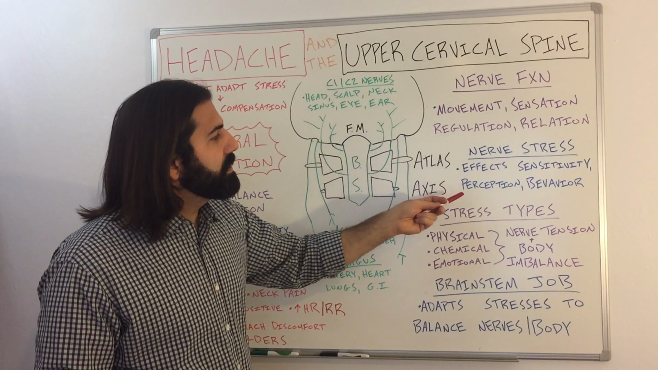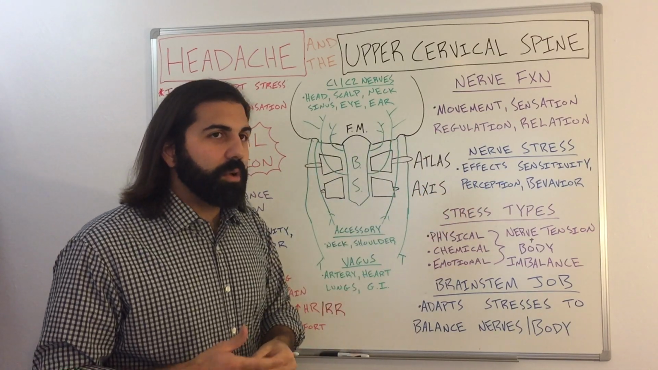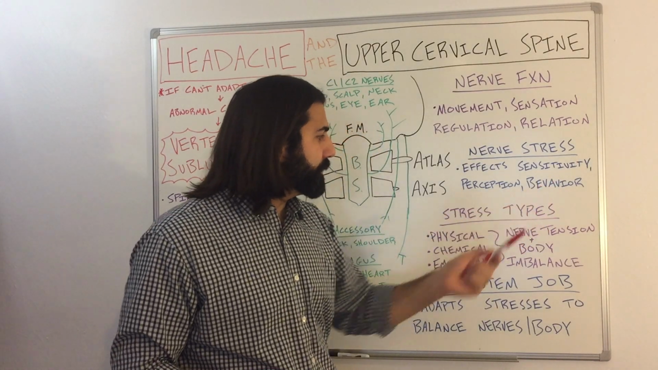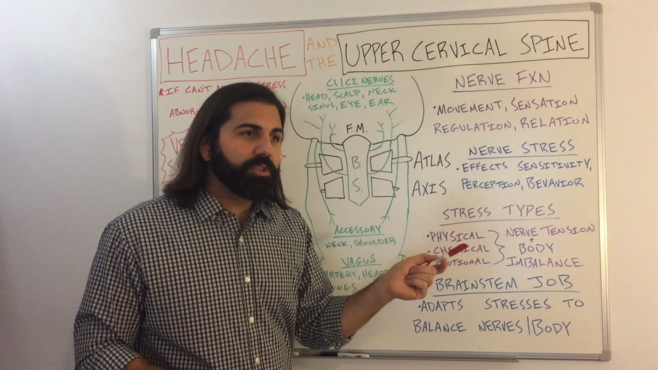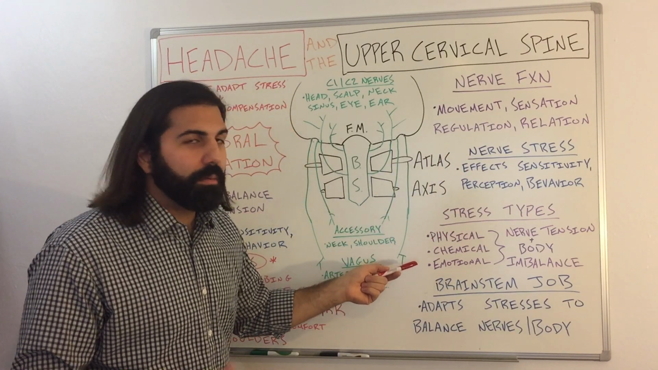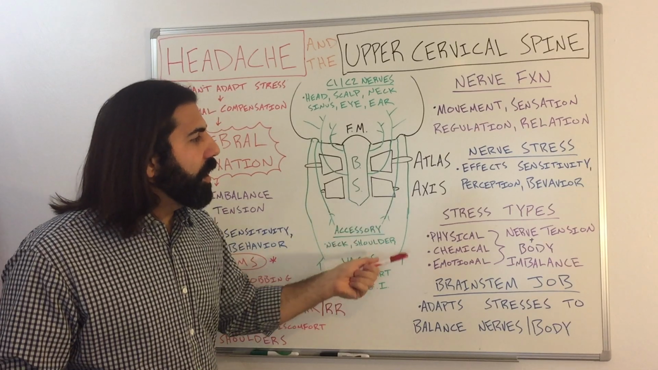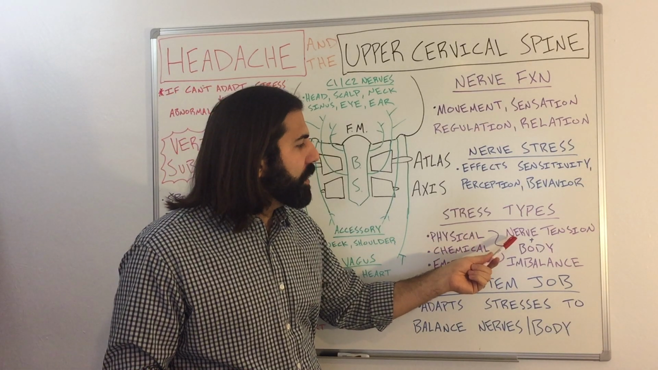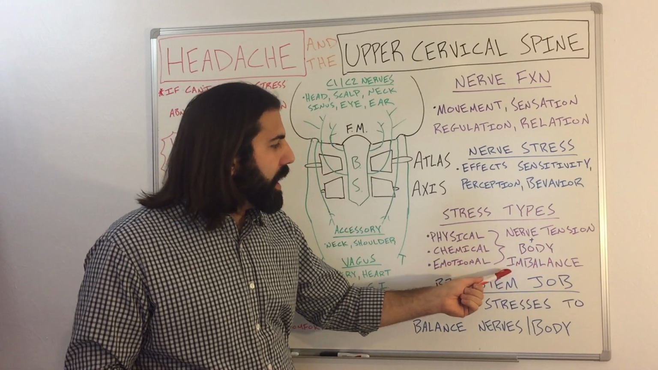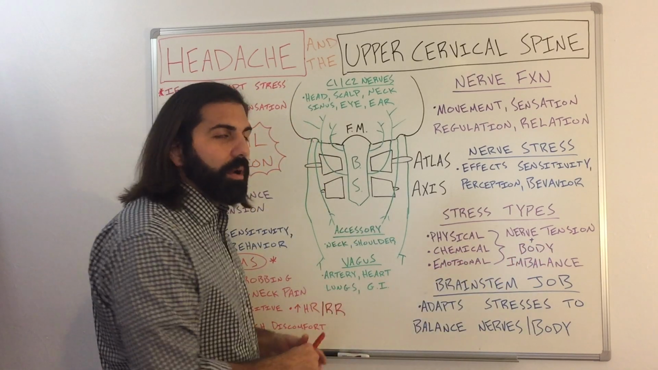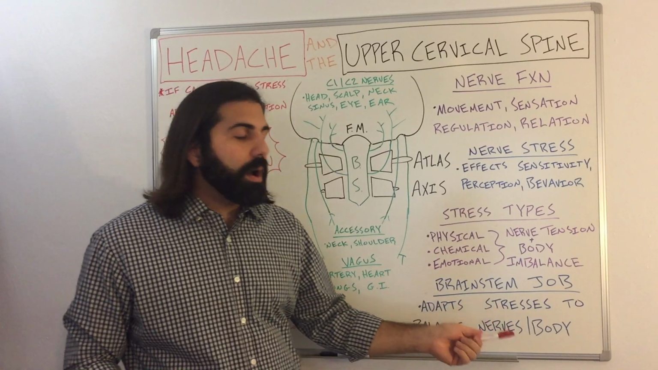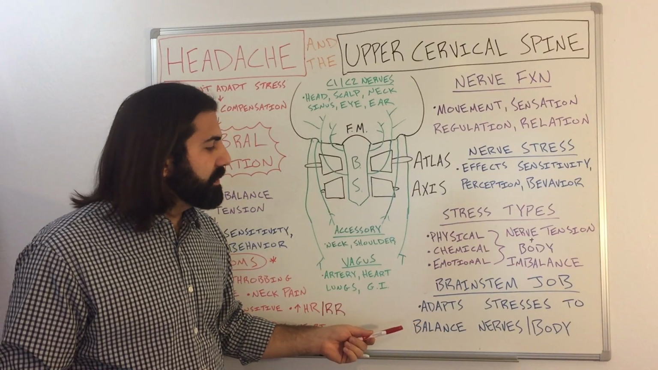Now, nerves can get stressed. When nerves get stressed, it affects their sensitivity, perception, and behavior. There are three major types of stresses that affect nerves. They are physical, chemical, and emotional in nature. All these stresses affect the nerves by putting nerve tension on the system and create body imbalance. It's the job of the brainstem to adapt these stresses to balance the nerves and the body. This is what we call homeostasis.